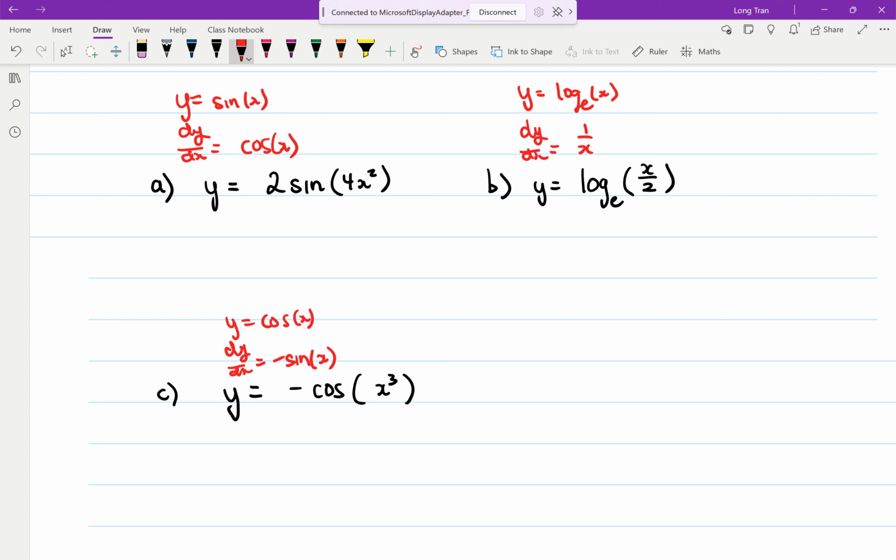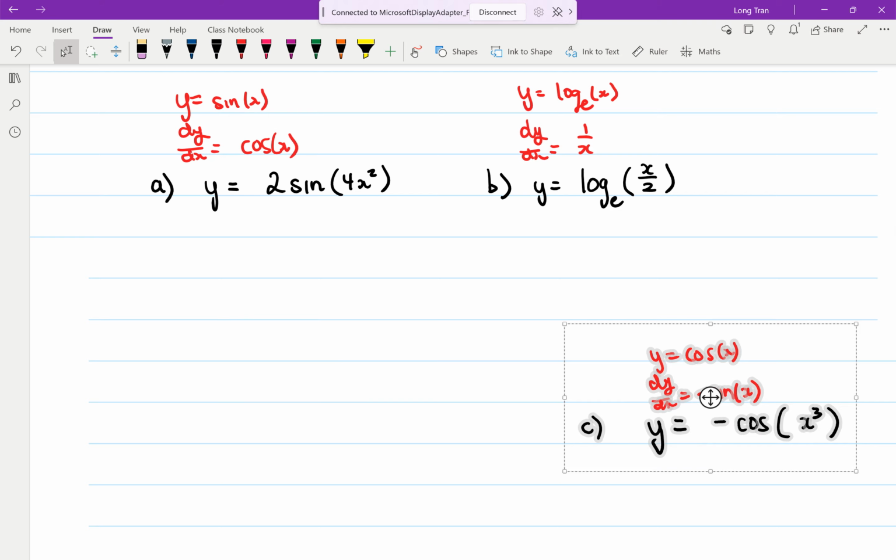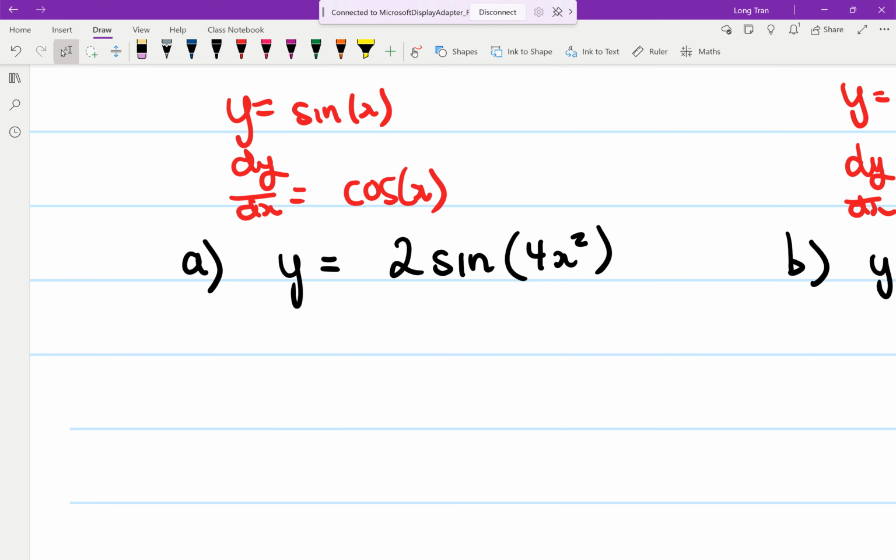Okay, so I'm going to do the first one. Let's do the first one together. Let me just move this away. Here we go. So, if I'm going to do this sine one, the 2 doesn't matter because the 2 is a constant, so it's 2 times. I'm trying to find the derivative of sine 4x squared. But according to my rule, I've only got sine of x. So there's a problem here that I can't do. I can't do sine of 4x squared, but I can do sine of x. So this is where chain rule comes in.